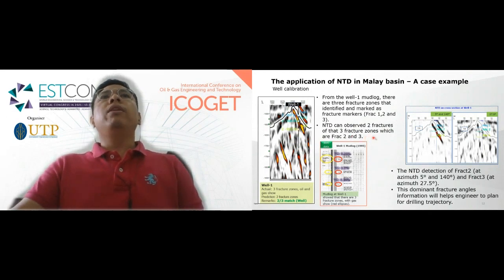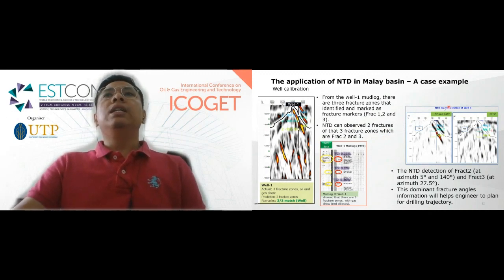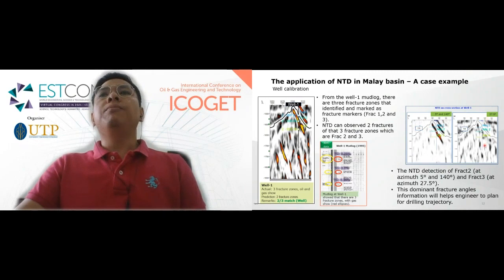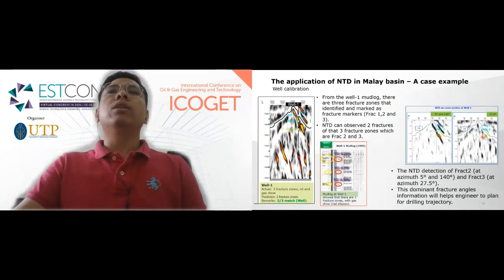One more benefit of NTD is that it will show the fractures at different orientations. For instance, for fracture 2, the directions are at 5 degrees, 140 degrees, and also 27.5 degrees. While for fracture 3, the direction is at 27.5 degrees azimuth. This information is important to help engineers plan the drilling trajectory.